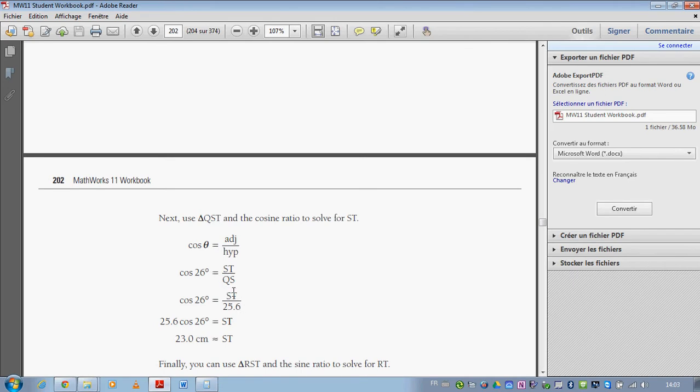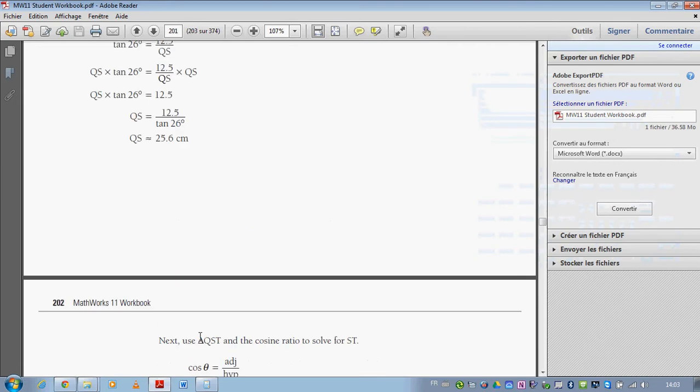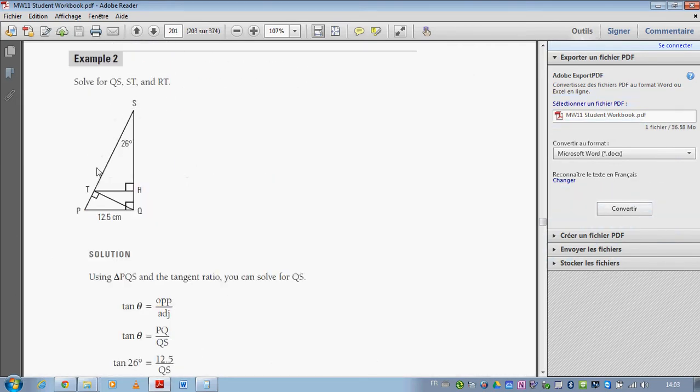Now, the way you'd isolate for this unknown, the adjacent side, because that adjacent side is divided by 25.6, the way you get rid of dividing by 25.6 is by doing the opposite operation. The opposite operation of dividing by 25.6 is multiplying by 25.6. If you multiply this side by 25.6, then you make sure that you multiply the other side of the equation by 25.6 as well. So I'm going to do my cosine 26 first. Again, my calculator requires me to put in the value first and then cosine. So cosine of 26 is 0.89879, and then that times 25.6 gives a value for the adjacent side of 23.01 centimeters. Okay, so that adjacent side right here, side ST, is 23 centimeters.